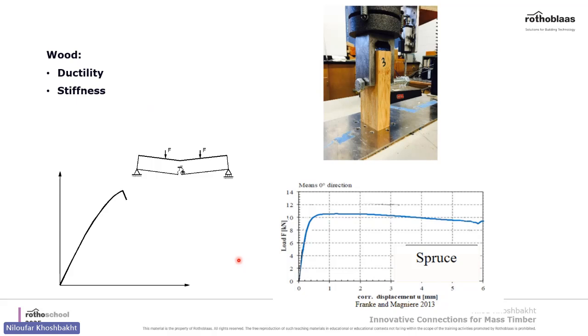For example, as you see in this picture, it's a load displacement curve of one dowel in spruce, and this is like wood itself. This is the load displacement curve for wood, but when we use it with the connection, the ductility of the whole system changes. So it means that no matter how the system goes through deformation, the strength remains the same.